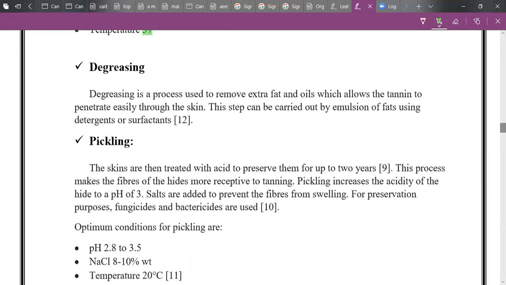Degreasing. Degreasing is a process to remove the extra oil and fat, which allows tannins to penetrate easily through the skin. This step can be carried out by emulsification using detergents and surfactants. As we know that surfactants have a hydrophilic head and a hydrophobic tail. The detergent forms micelles around the fat. By this way, we can remove the fat from the skin.